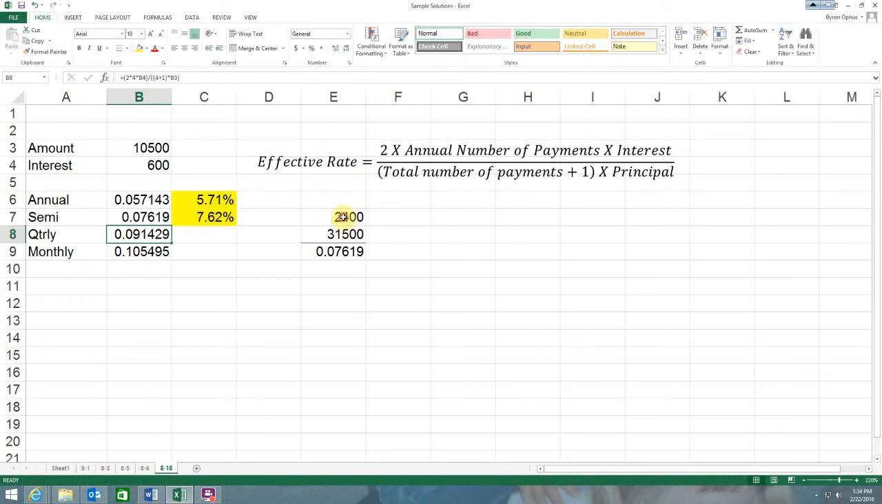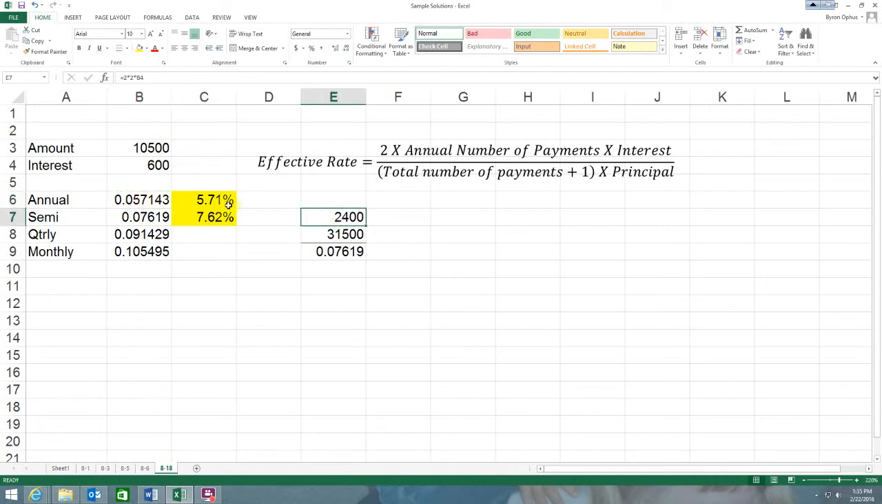Here I put in the top part of that formula, 2 times the annual number of payments times the interest, divided by, and this is the bottom part, the total number of payments plus 1 times the principal. You can put the whole formula in here. It's not too difficult. We'll leave the chart like this and walk through these.